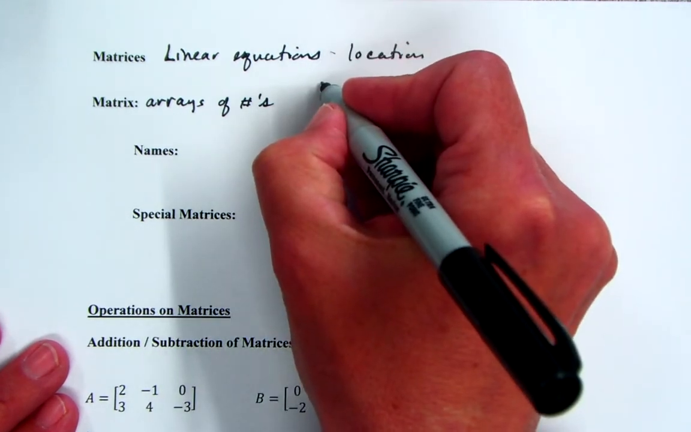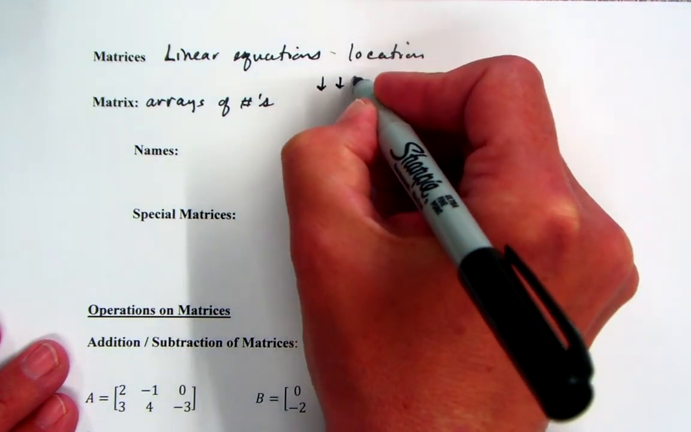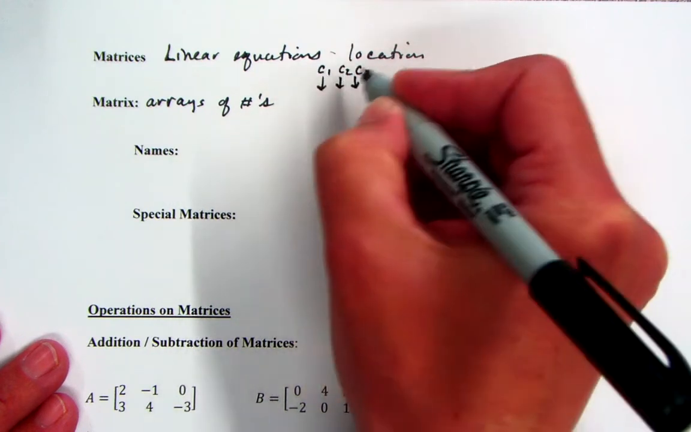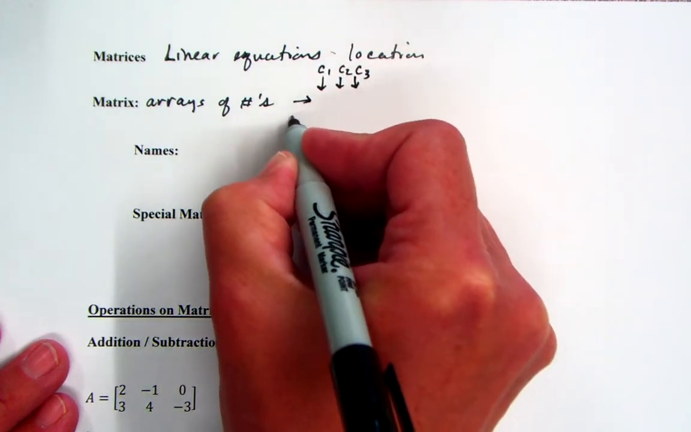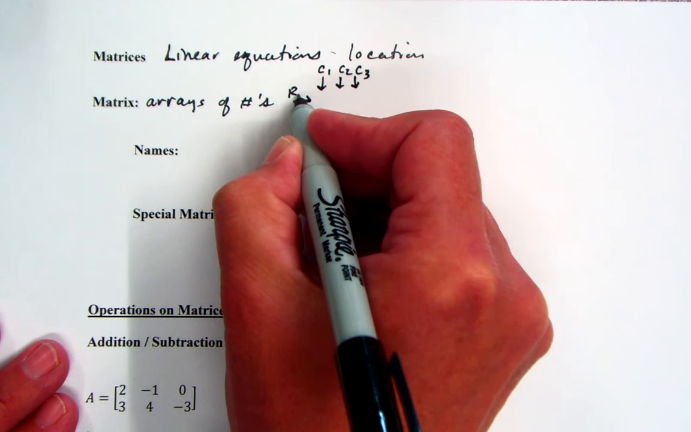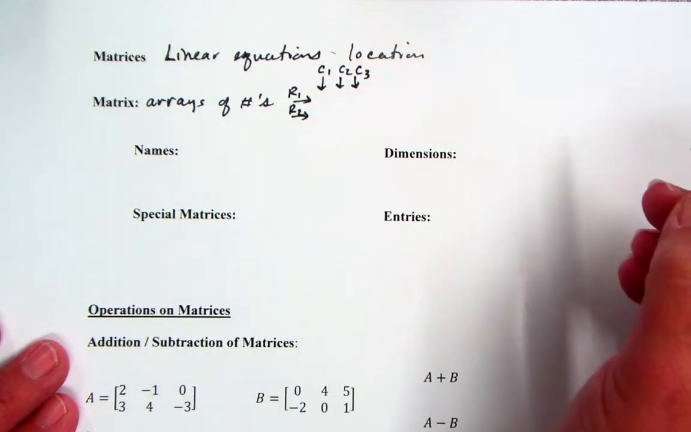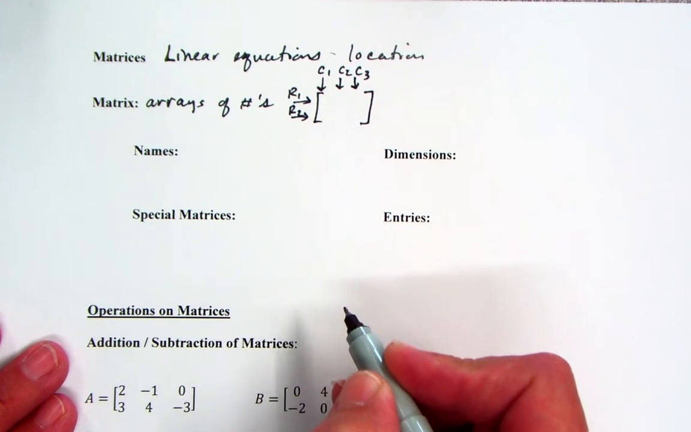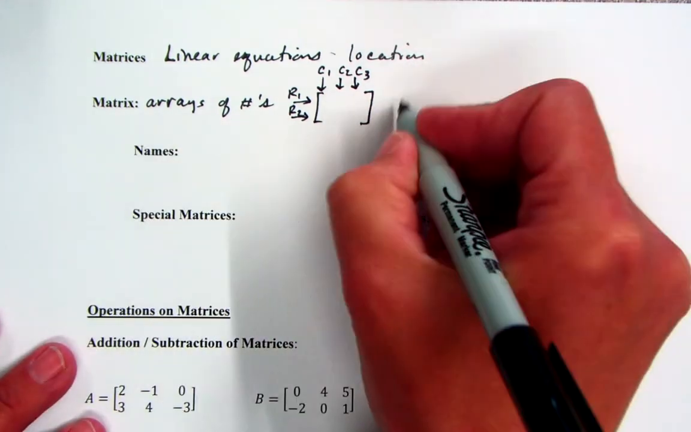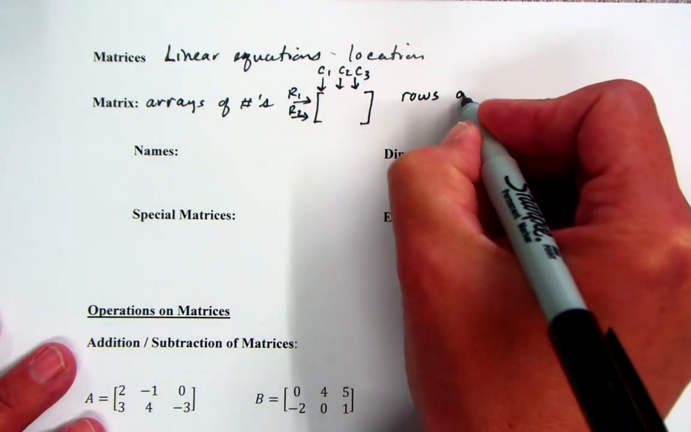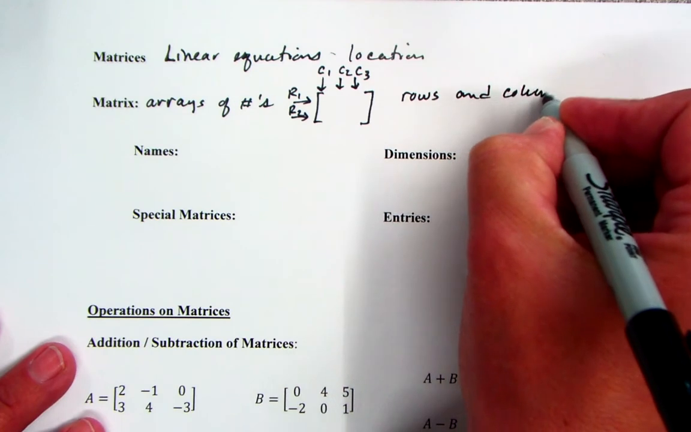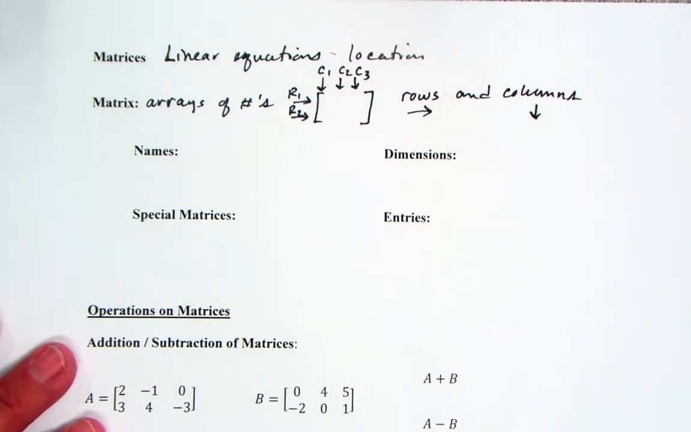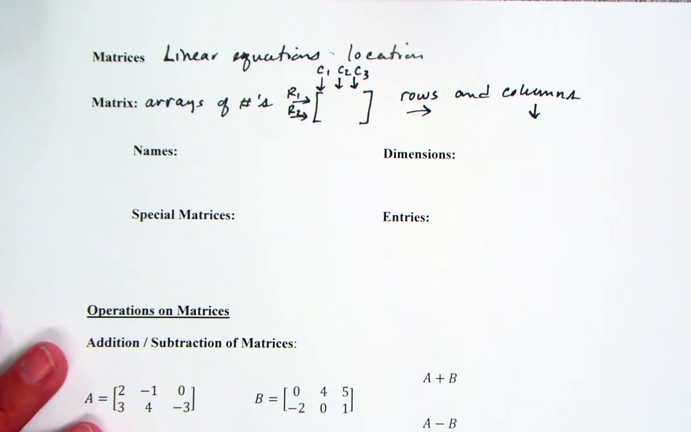Well, it's going to have these things going down this direction, which we're going to call columns. So columns go down and rows go across. So this would be row 1, this would be row 2. And we would put it in this little brackety thing. Okay, so matrices are arrays made of rows and columns. Rows go across, columns go down. Kind of a little bit of reverse of what you would think.